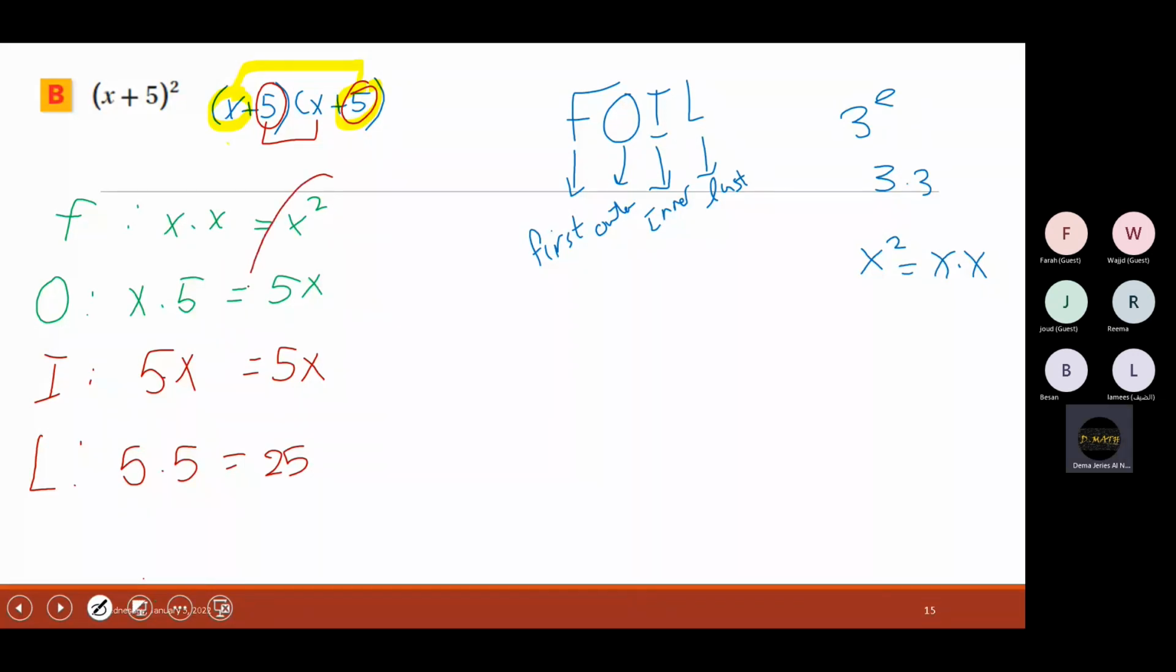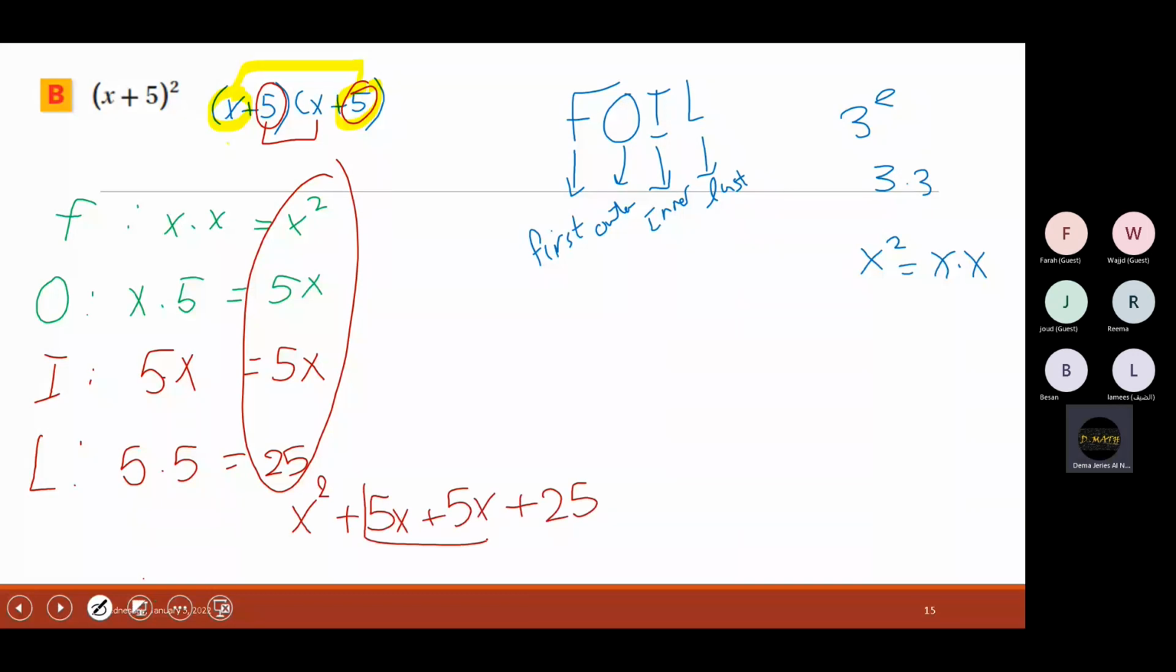Then, after I finish, I will combine them together. X squared plus 5x plus 5x plus 25. We have these two 5x the same, so we're going to add them. So it will be x squared plus 10x plus 25. Is it clear?